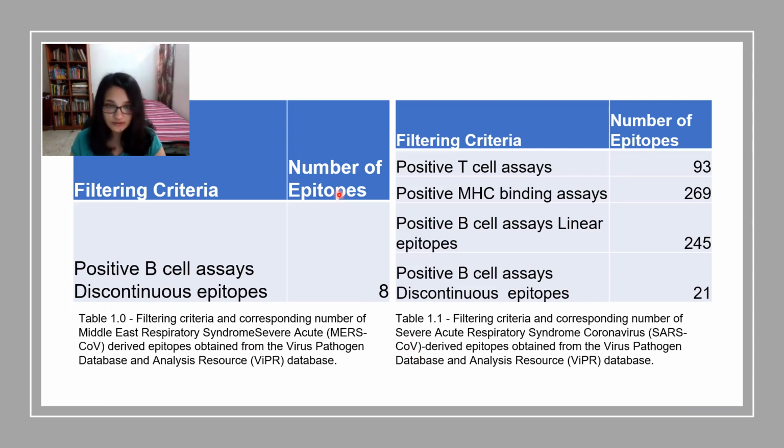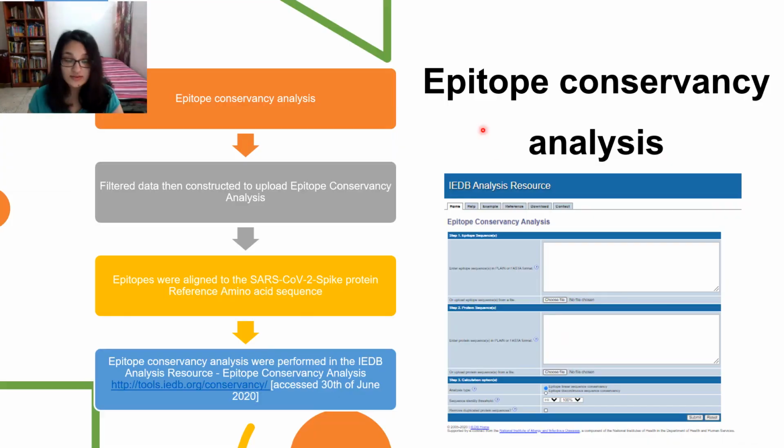Here, the first table shows the filtering criteria corresponding to the MERS-CoV derived epitopes from the ViPR, and the second table shows the filtering criteria and the corresponding number of SARS-CoV derived epitopes, again obtained from the ViPR database. This step is known as the epitope conservancy analysis. Here, the Excel files of the epitopes have to be reconstructed. They have to be filtered for different types of assays and converted into a FASTA file, and then uploaded to this IEDB conservancy analysis resource, which is shown here. The epitopes were then aligned with the SARS-CoV-2 spike protein reference amino acid sequence.